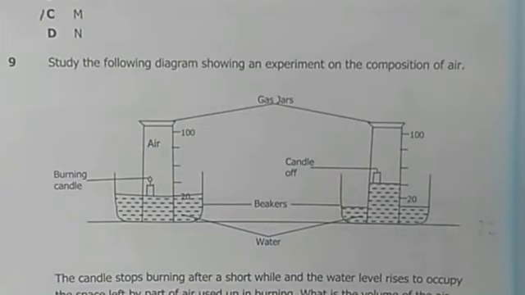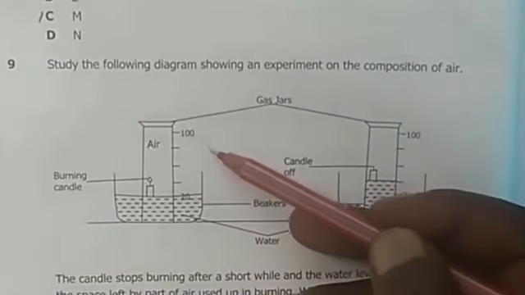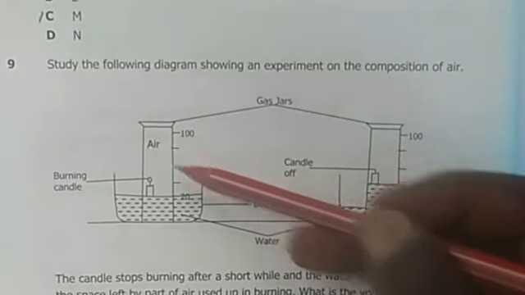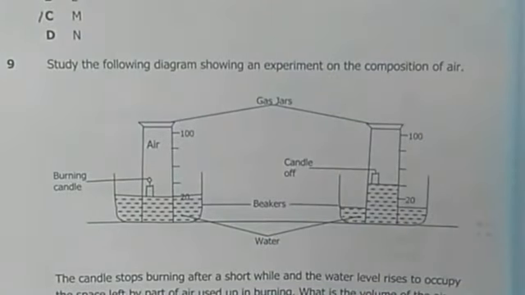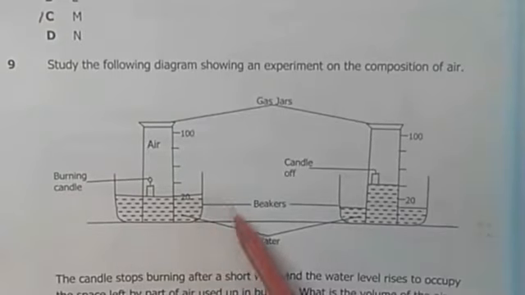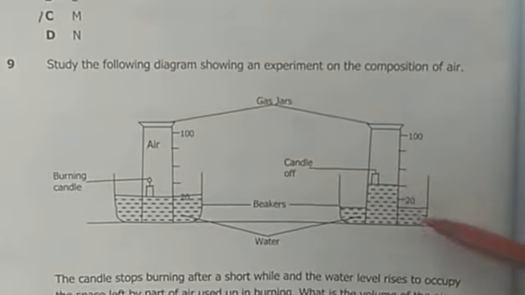Okay, so we have got a burning candle there, and as you can see, we can see the readings here. It's 20, and there it's 100, and the gas jars. So here, what is contained in this space is gas. Okay, so there is air there. As you can see, the water levels are the same here, but when you look at this side, you'll see that here the water has risen and this has shrunk. So you can observe all that, and then let's go to the question.